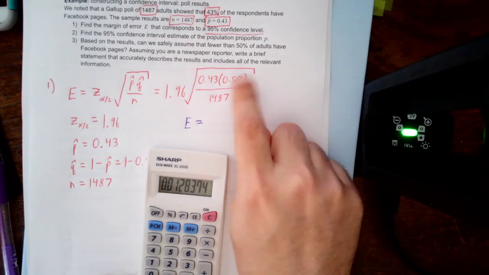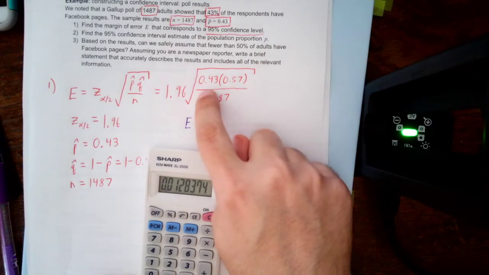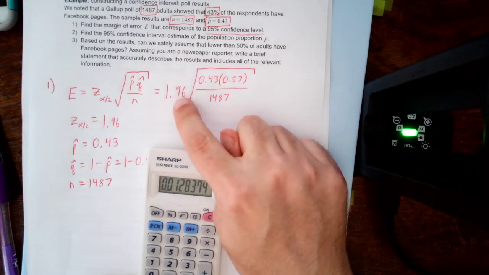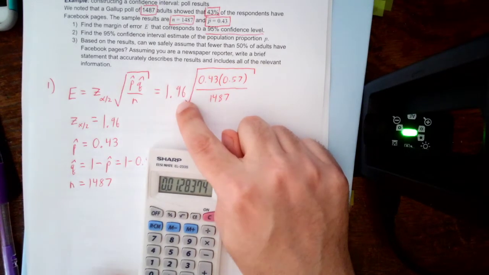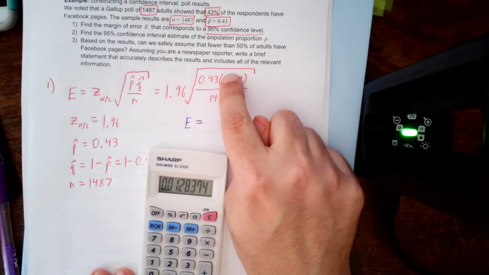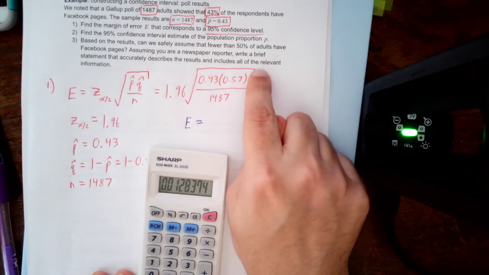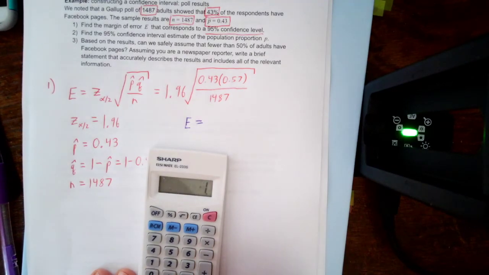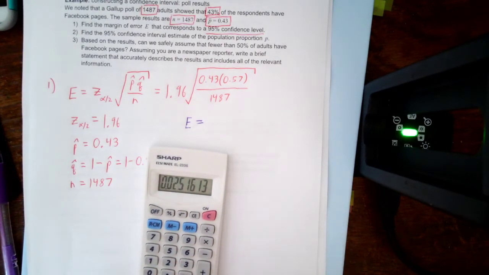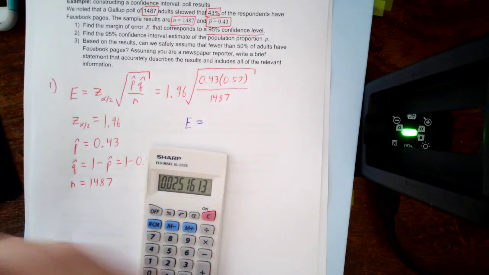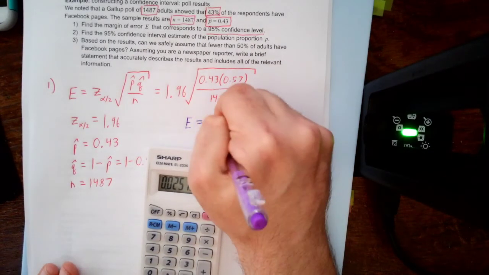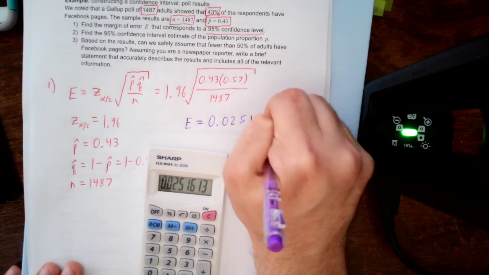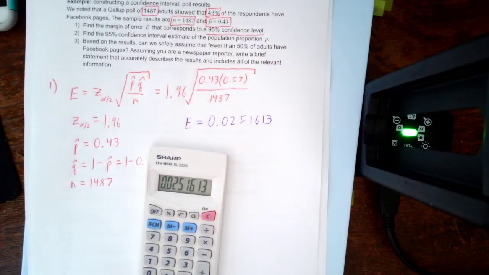Finally, I have everything in the square root figured out, and I've taken the square root. The last thing you do is multiply by the critical value out front. That's the last number you will use. You do numerator, then you divide, then you square root, then you multiply by the critical value. So we'll do times 1.96, which gives me an E value, an error value of 0.0251613.